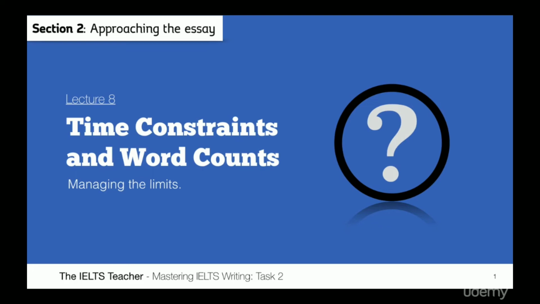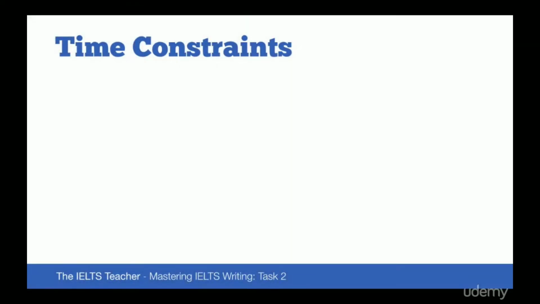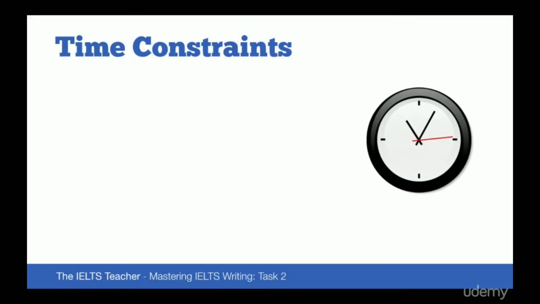So managing the time limit and the minimum word limit in IELTS writing task 2. Let's get started by looking at the time factor of the exam. Now in IELTS writing task 2, they say that you should spend about 40 minutes on completing the task. But what is the best way to divide your time between the paragraphs? That's what we're going to look at here.